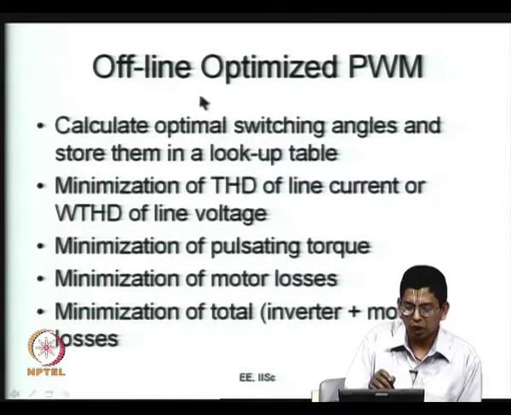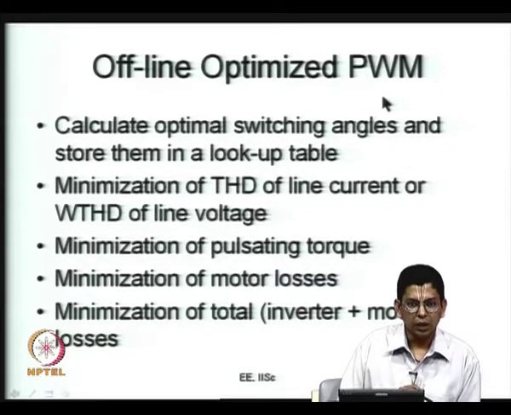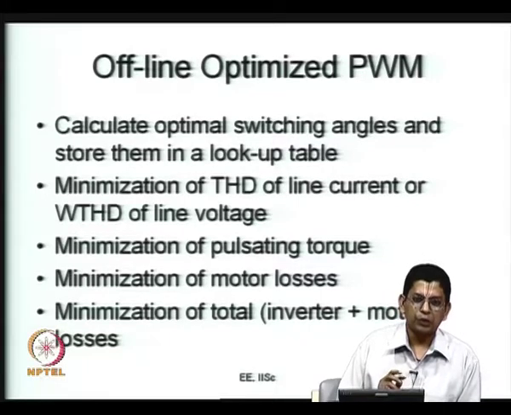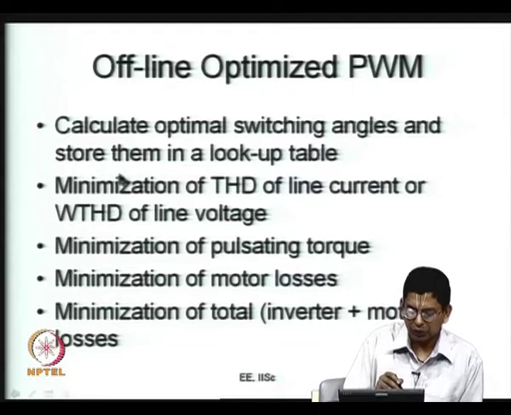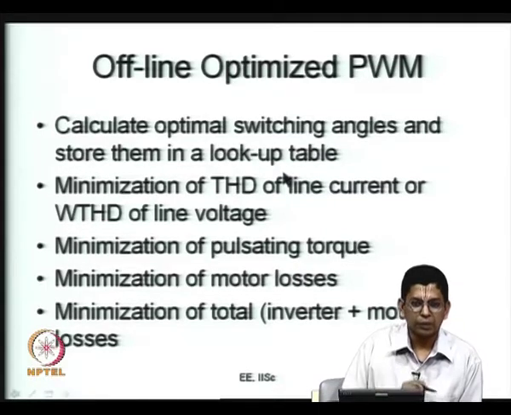So, you can do an offline optimization, you can calculate the optimal switching angles. So, for V1 equal to 0.1 per unit, what is my alpha 1 optimal and alpha 2 optimal? For V1 equal to 0.2 per unit, what should be my alpha 1 optimal and alpha 2 optimal? And you can store all of them in a lookup table. So, this is again a stored waveform PWM method.